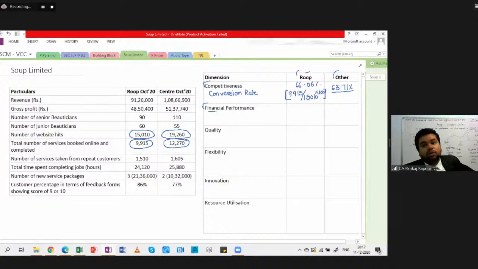Financial performance. How can the financial performance be measured? It can be easily measured based upon the GP ratio. And the data to compute GP ratio is given to you, both the gross profit and the revenue. So now what you need to do is compute the gross profit ratio. I write the figure here. It is 48,50,400 divided by 91,26,000 into 100. Compute it.